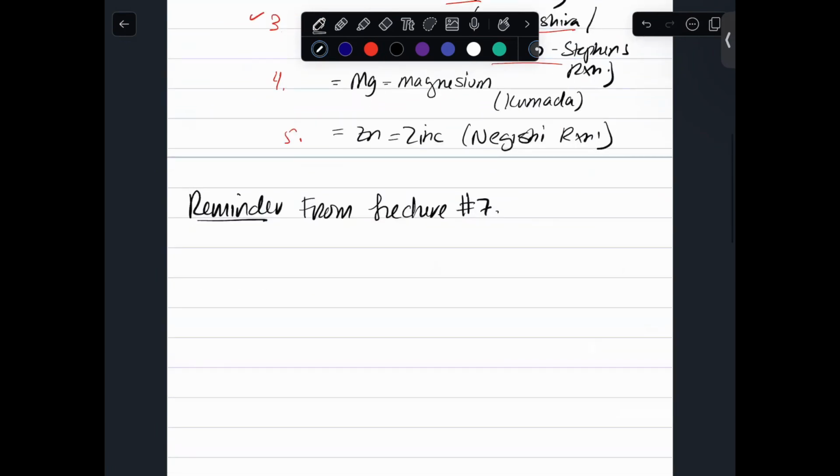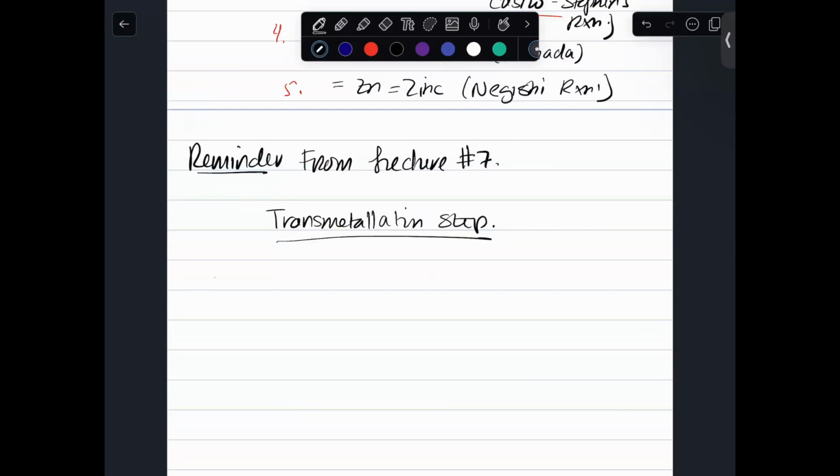Now in lecture 7, we talked about transmetallation. And I showed you the mechanism, I showed you the reaction. I told you that it's typically a metal bonded to a ligand reacting with another metal bonded to a different ligand, and they sort of swap ligands.